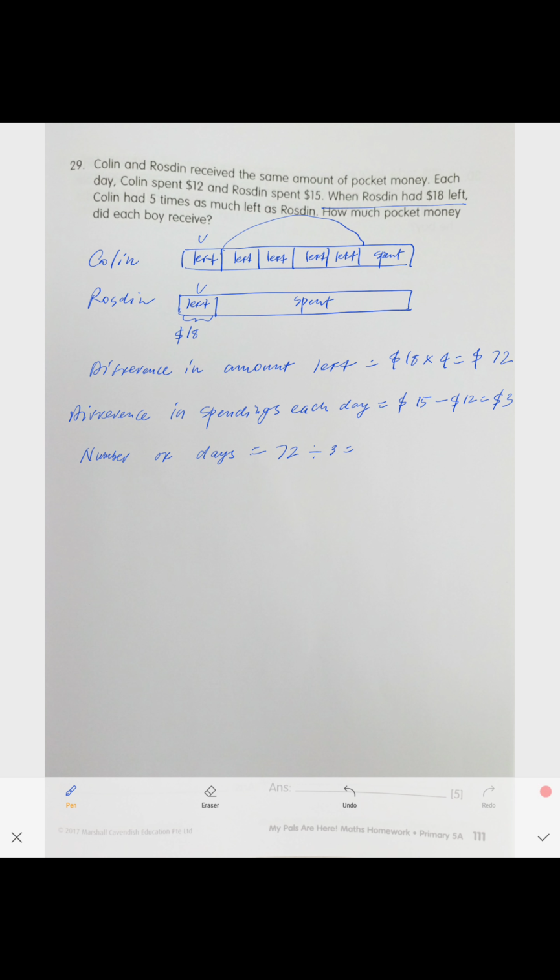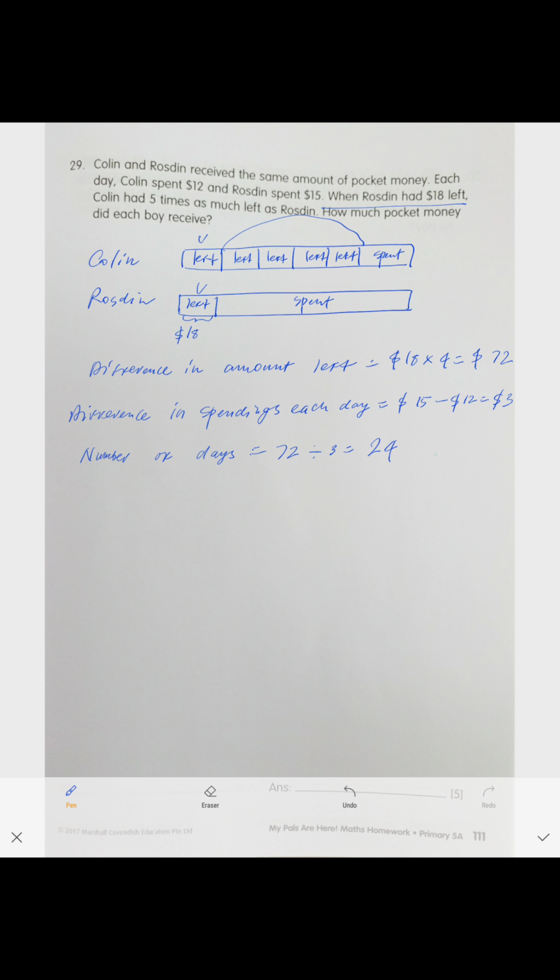Colin has $72 more left, and that happened because he didn't spend. He actually saved $3 every day. This is the difference in their spendings, right? He didn't spend like Rosalind, $15. He spent $12. He saved $3 every day, and this is how he saved $72, the difference in the amount of money left. All right, I hope that's clear.